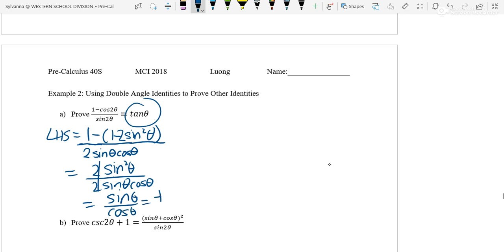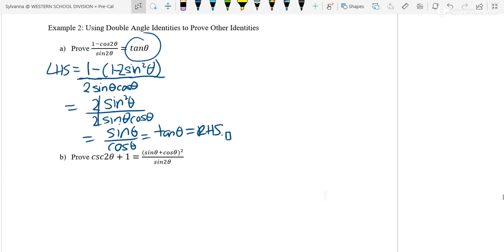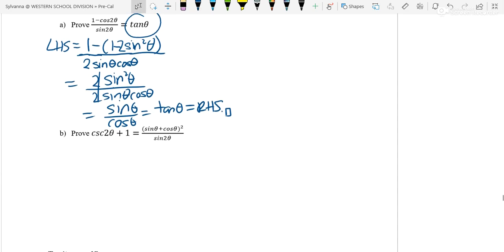And it's perfect. That's tan theta. And now that's my right-hand side, and we're done. It always feels really satisfying when you are able to solve for this, to show that left-hand side is equal to the right-hand side. Here's the next one.